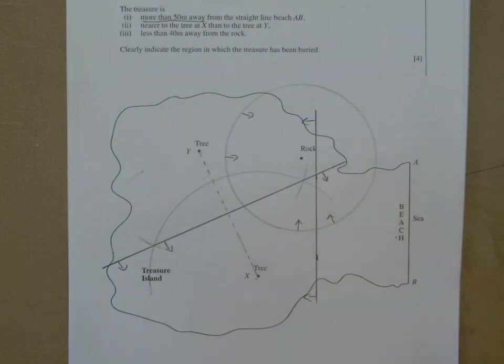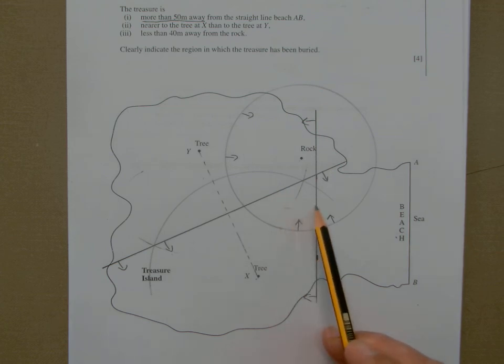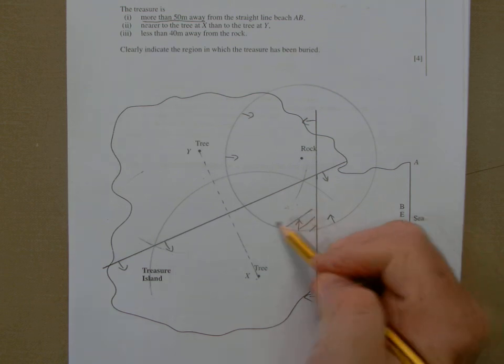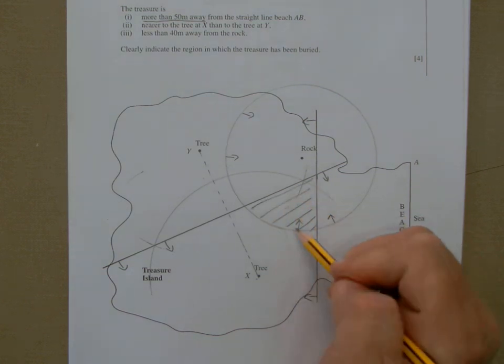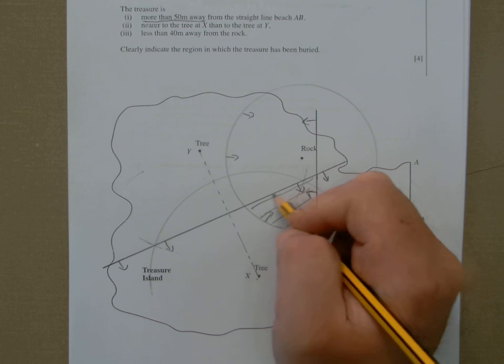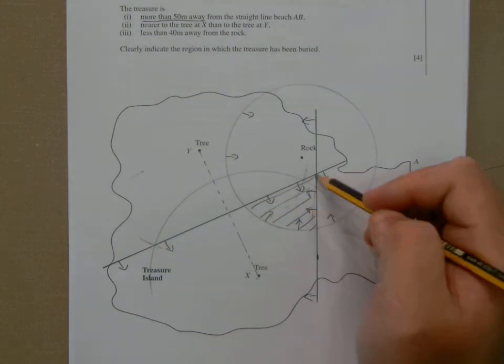All you've got to do then is shade the region that satisfies all of these conditions. So we need to be in this circle, remember, but we need to be underneath this line, closer to X, but we also need to be to the left of this line as well. So the region I'm going to shade, where everything is satisfied, is here. Because by doing that, we're inside the circle, we're to the left of that line, and we are underneath that line, closer to tree X. So everything's shaded in there.